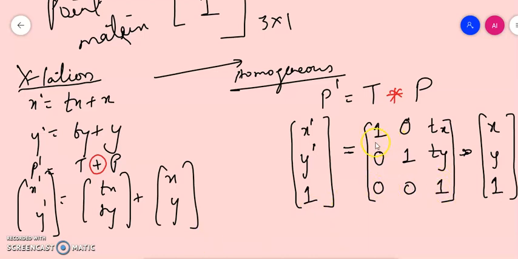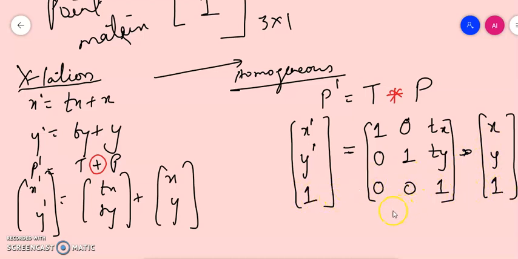Now we just see the functioning of this. So x dash is equal to 1 into x plus 0 into y plus tx into 1. So it is x plus tx. Similarly, we see our second row, y dash is equal to y plus ty. I don't want x, so x into 0 plus y into 1 plus ty into 1. So it's y plus ty. And for the last row, I want the value as 1. So 0 into x plus 0 into y plus 1 into 1. So I get the value as 1.